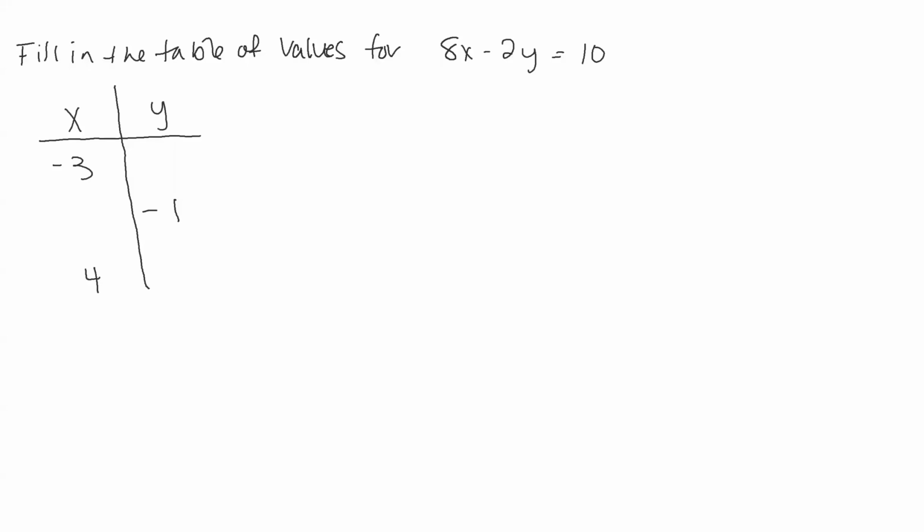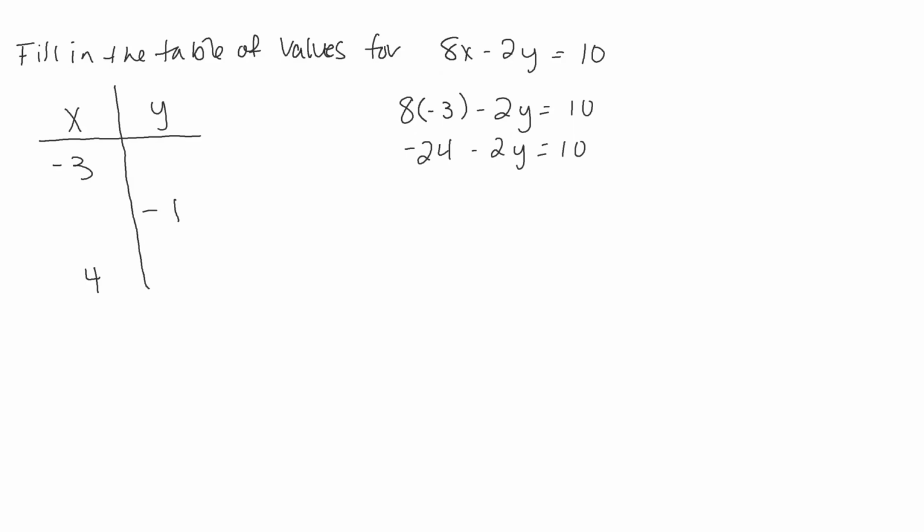So again, just like in the previous example, we're going to take these coordinates one at a time, plug them into the equation, find the remaining coordinate, and that's going to give us ordered pair solutions to this equation. So let's start with x is -3. I take the equation, 8x minus 2y is 10. I replace x with -3. So I get 8 times -3 minus 2y is 10. Well, 8 times -3 is -24. So now I have negative 24 minus 2y is 10.